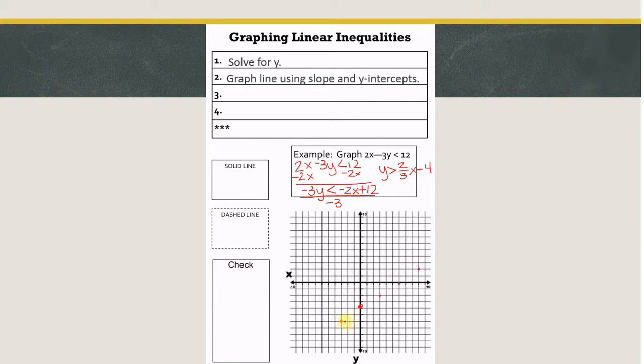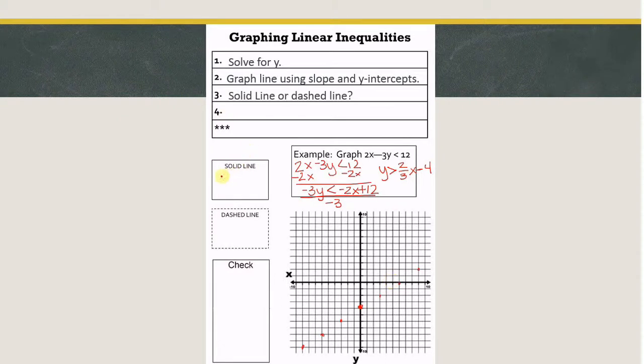Right about there. Right there. And right there. So now, before you start connecting dots, we need to ask ourselves, is it a solid line or a dashed line? Remember when we made inequalities with one variable, we had a solid, closed dot or an open dot? Well, solid line or dashed line kind of signifies that.